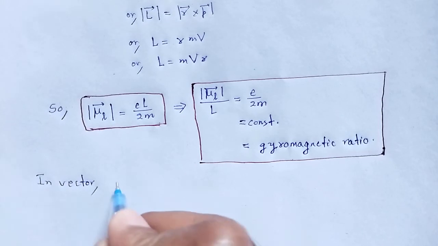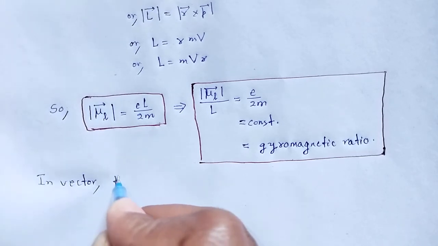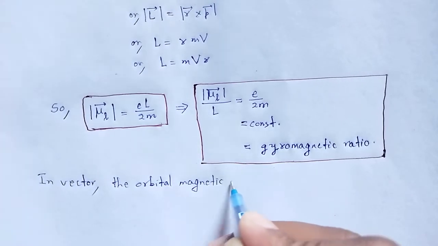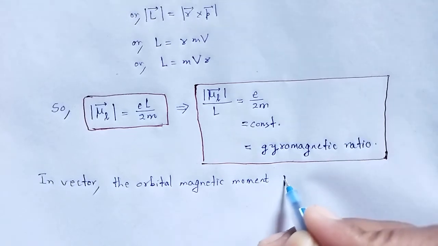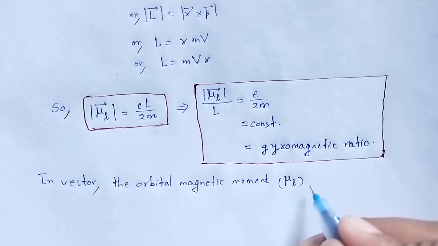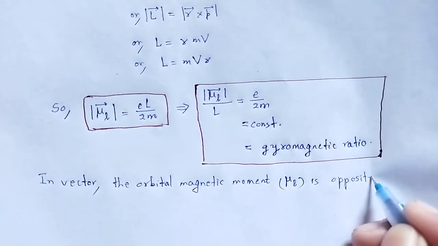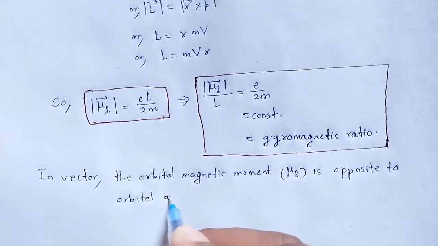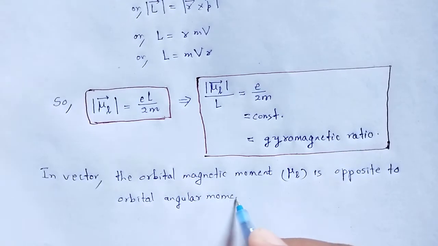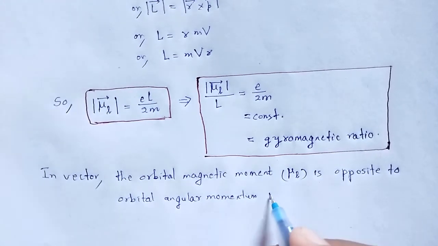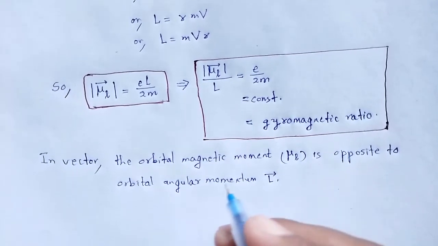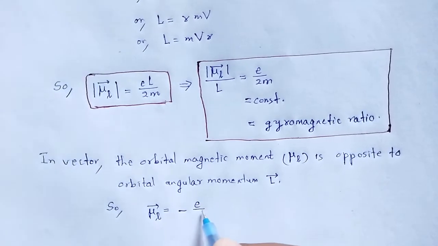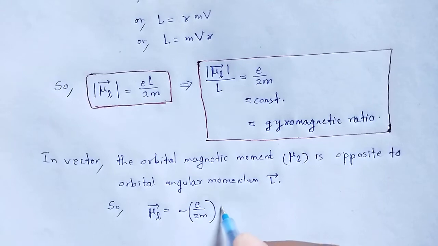In vector form, the orbital magnetic moment mu L is opposite to the orbital angular momentum L. So mu L in vector form is the negative of e by 2m into L.